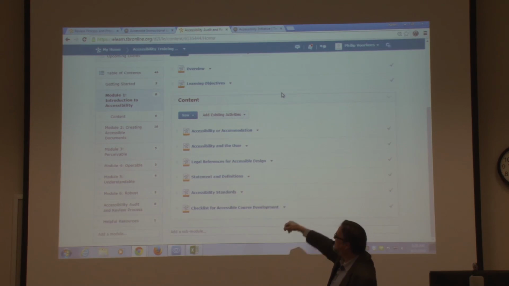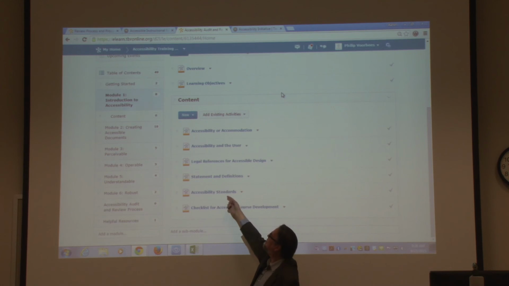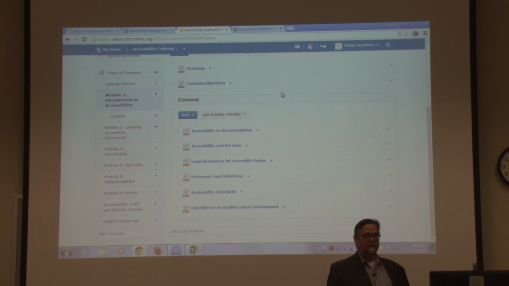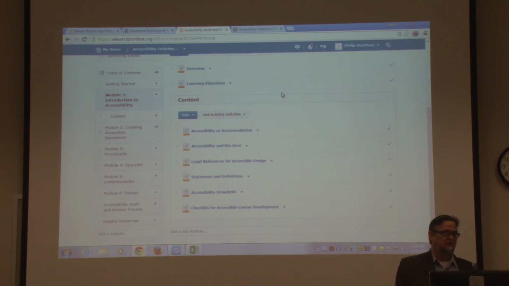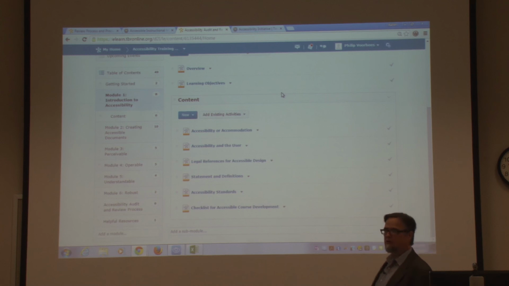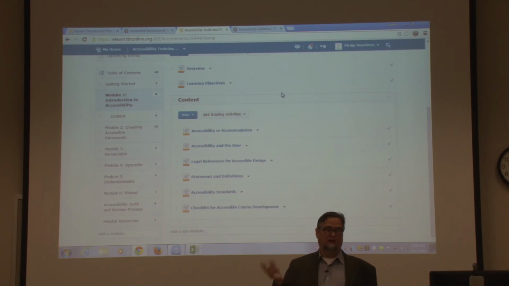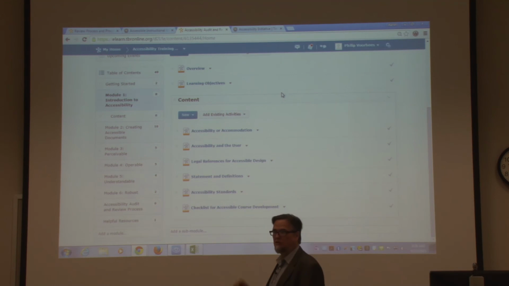We have statement and definitions. We have the standards. We have legal references. The standards we have adopted from the recommendations from THEC are the Web Content Accessibility Guidelines 2.0 A and AA. But that's in this course, so you don't have to write it down. You can go back and reference it under standards.